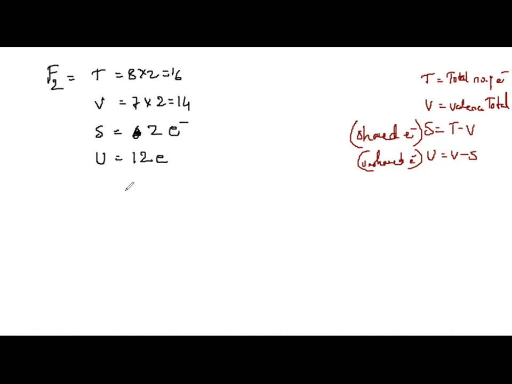So let us write the structure. I'll write 2 fluorine atoms. Shared electrons means those involved in bonding. How many electrons are there? 2. I will write 2 electrons here, or I will represent it as a bond. Now I have to fill the unshared electrons. There are 12 unshared electrons, and I have to fill them such that each fluorine atom will have an octet.